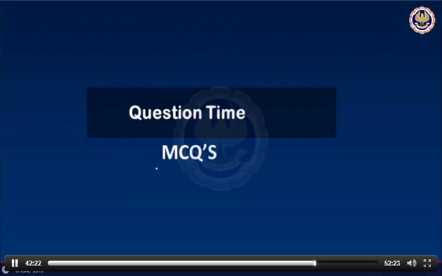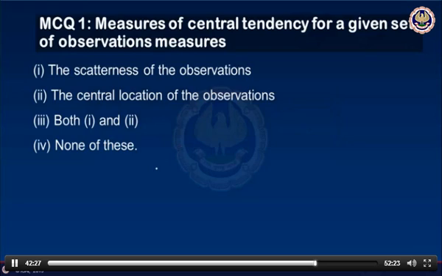Now coming to question time, the MCQs in the topic of measures of central tendency. MCQ 1, measures of central tendency for a given set of observations measure: 1, the scatteredness of the observations, 2, the central location of the observations, 3, both 1 and 2, and 4, none of these. The answer is that measures of central tendency measure the central location of the observations. The second option is correct for this question.